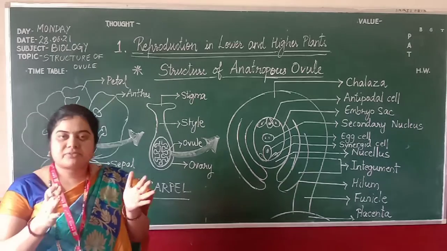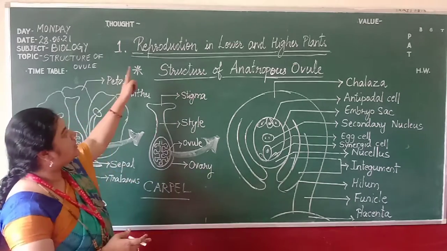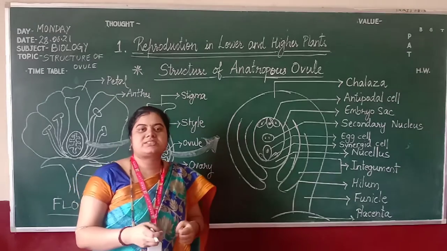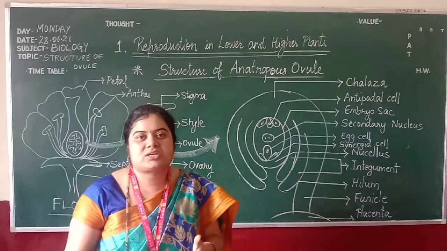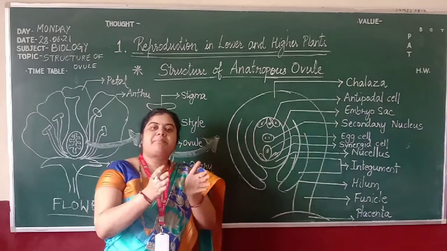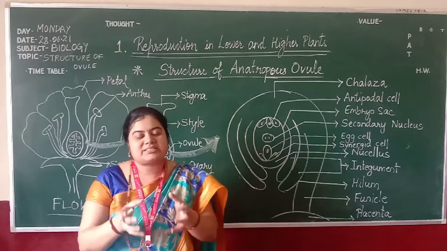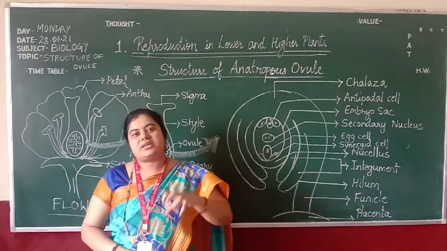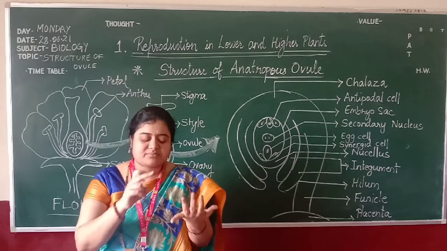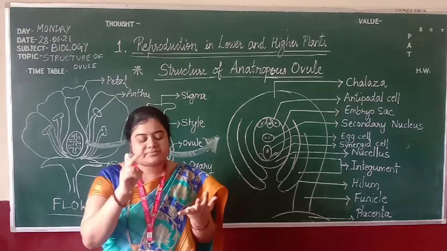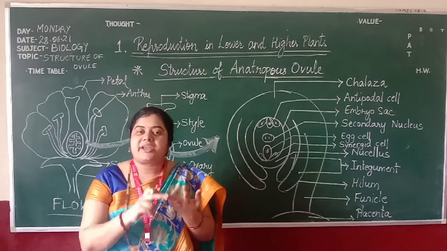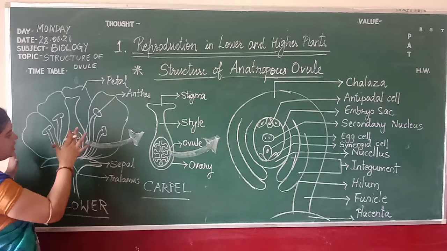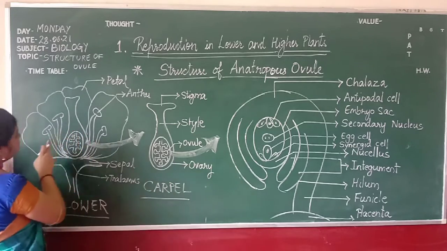We are studying the first chapter of biology, reproduction in lower and higher plants, in which we are studying sexual reproduction in plants. In plants, the reproductive part is the flower, and you all know very well that in a flower there are different main parts: corolla, calyx, androecium and gynoecium. Here you can see a typical structure of a flower.